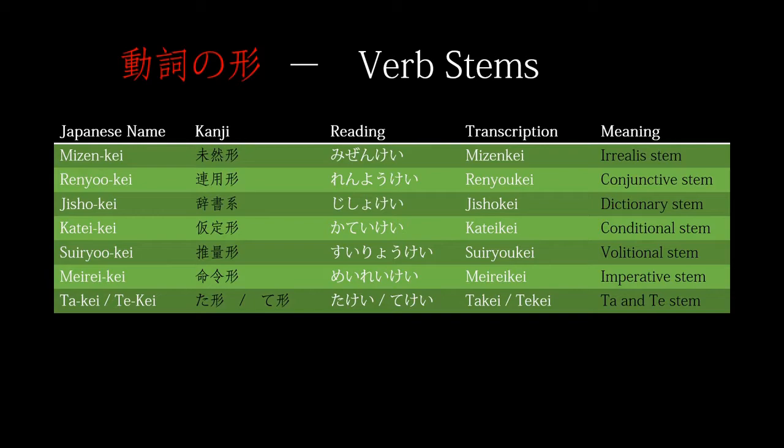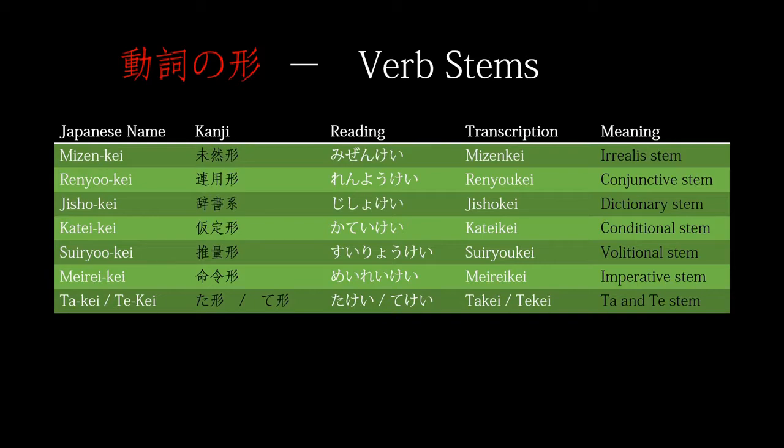Jishokei is precisely that. The verb stem that you can find in the dictionaries, and it is basically the closest thing you can find in the Japanese language to the infinitive form. We will also be using this stem as our starting point when we practice and when I show you the way you can form the rest of these stems.